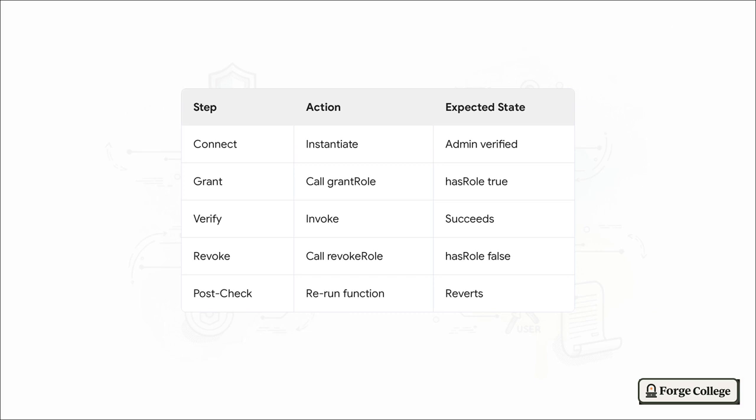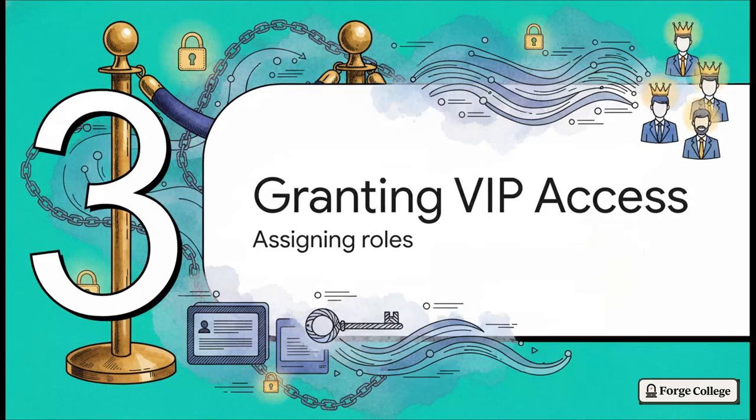Pretty straightforward. After that, we verify access by calling a restricted function, which should, of course, succeed. Then comes the fun part, revoking the role, ensuring hasRole flips back to false. And finally, the post check, which is basically making sure the restricted function reverts. This right here is the exact lifecycle we're going to script. Okay, on to section 3, granting VIP access.